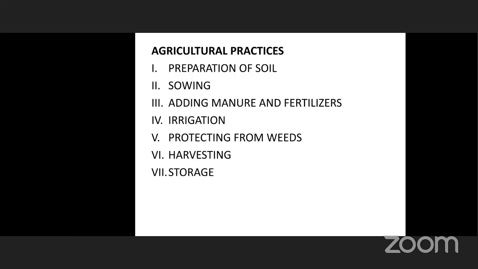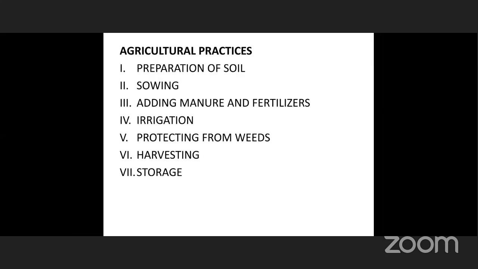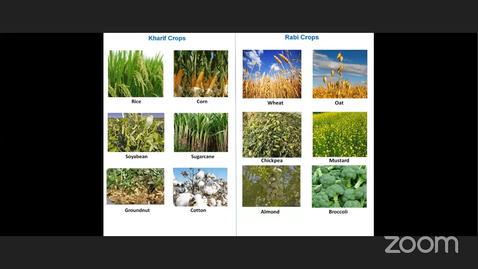Yes, ma'am. Okay. Now, see the crops here. Could you all see the crops? Kharif and Rabi examples. Kharif crops are rice, corn, soybean, sugarcane, groundnut, and cotton. See the Rabi crops: wheat, oats, chickpeas, mustard, almond, and broccoli.